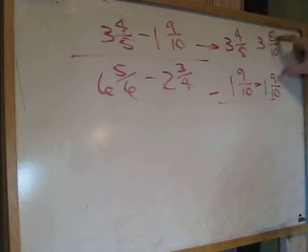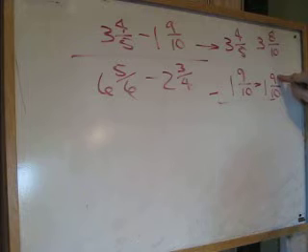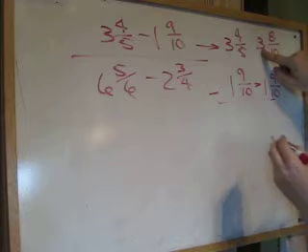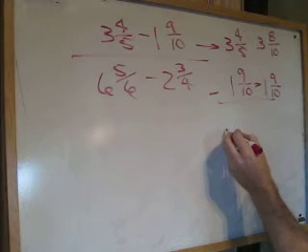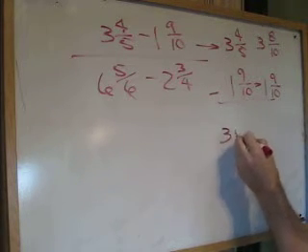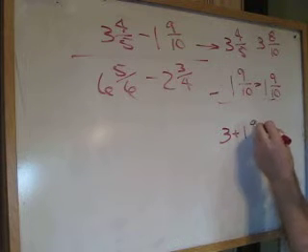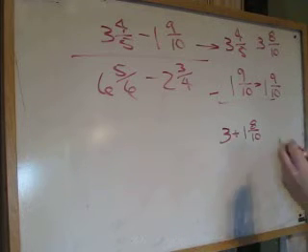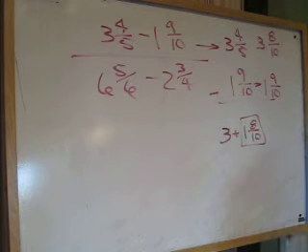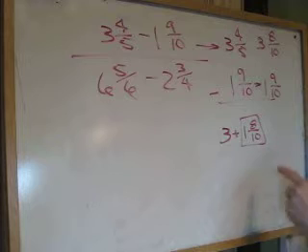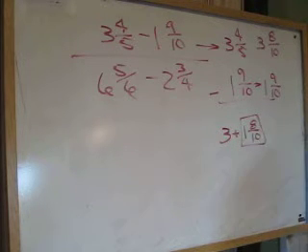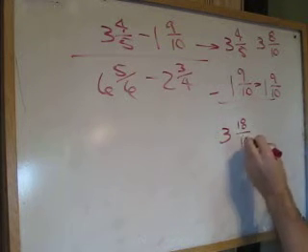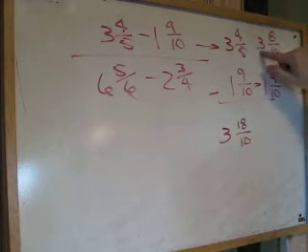Now we still have our 8, which is smaller than this. That does not help us at all. So what we're going to have to do is borrow from this 3. So this 3 becomes 2 plus 1 and 8/10. Now we have to change this to an improper fraction. 1 times 10 is 10, plus 8 is 18/10. So this is 2 and 18/10, once we borrowed 1 from this 3.